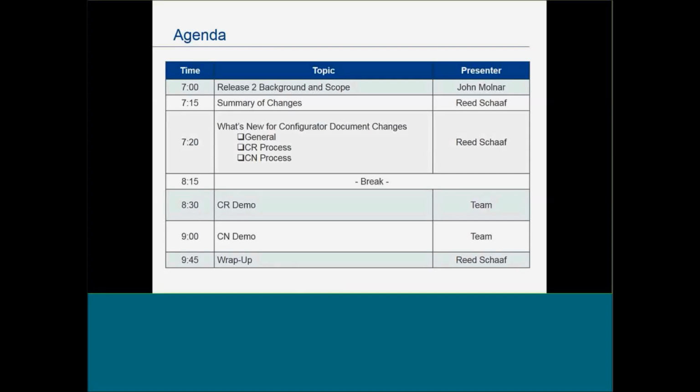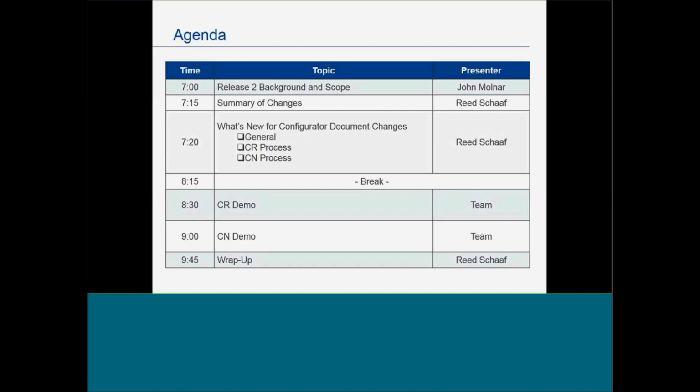So we'll start off with the background and scope of the Release 2 project that John Molnar, EC process owner, will give, and then go through a summary of changes of the PR process, CR process, and CN process. And then we'll go into more detail into what's new for configurator document changes in general, in the CR process, and then in the CN process.